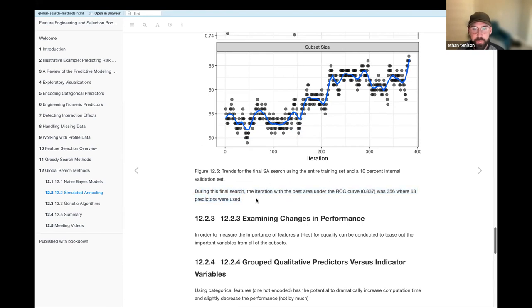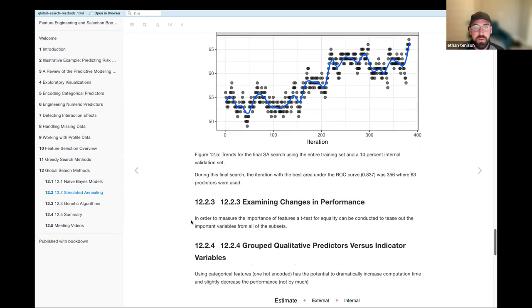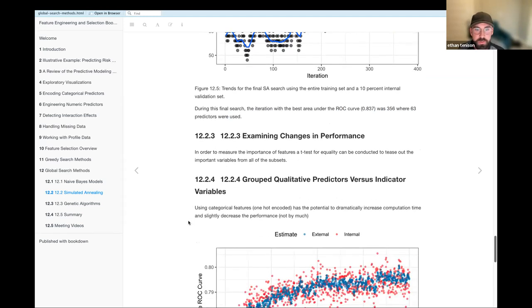And then, essentially, whichever area has the best ROC curve is used for the final decision on how many iterations to do.